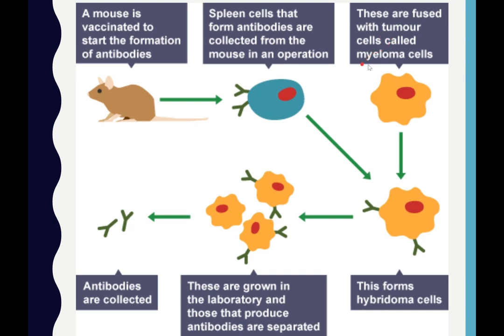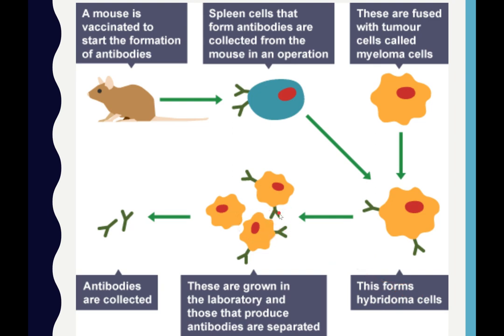tumor cells called myeloma cells. And this forms a hybridoma cell. Kind of sounds like hybrid. So we take the spleen cells from the mouse and we fuse them with myeloma cells to create hybridoma cells.